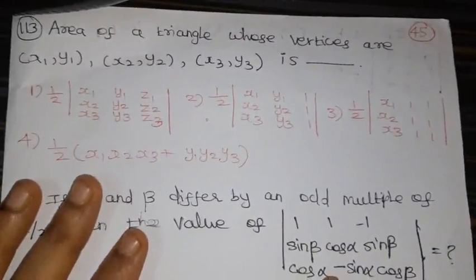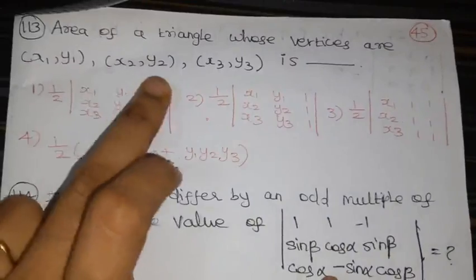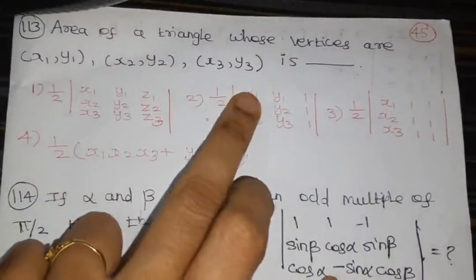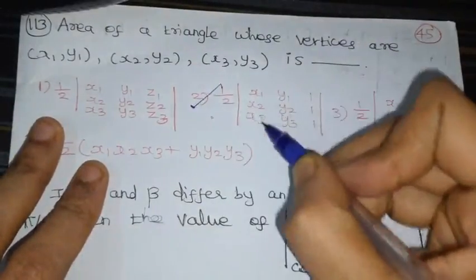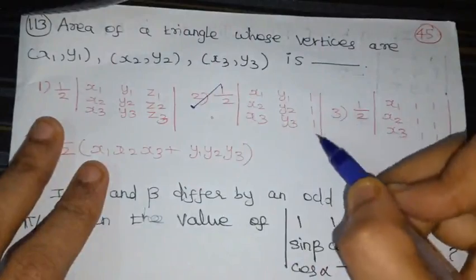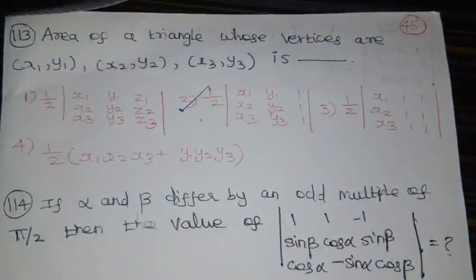113. The area of a triangle whose vertices are x1, y1, x2, y2 and x3, y3. See, this one: half of the determinant with rows x1, y1, 1; x2, y2, 1; x3, y3, 1. This is the area of the triangle whose vertices are given. Option 2 is the right option.